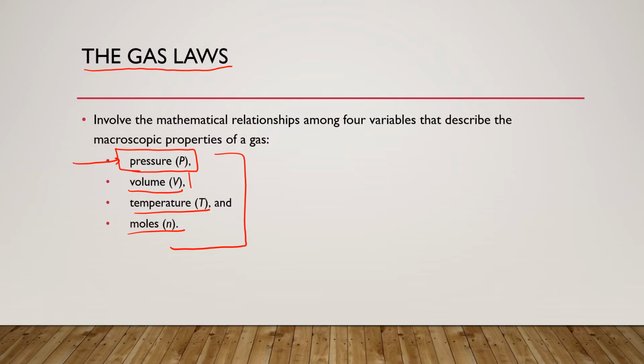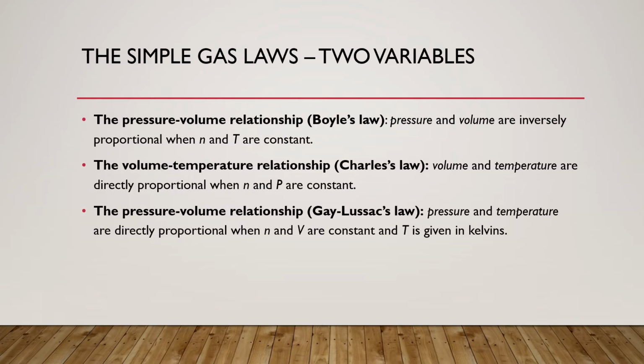So in the next few sections, we will take a look at three different laws which relate two of the variables out of these four variables. There are three simple gas laws. Simple gas laws are those laws which relate two variables out of four. The relationship between pressure and volume is defined by Boyle's law. The relationship between volume and temperature is defined by Charles' law. And the pressure and temperature relationship is given by Gay-Lussac's law.